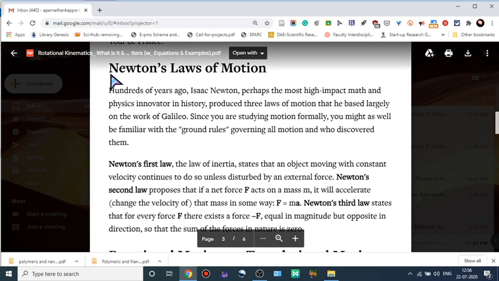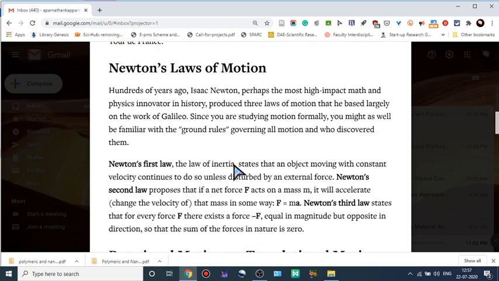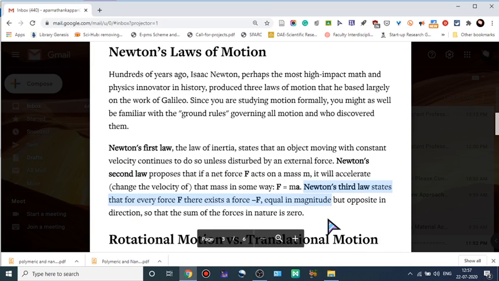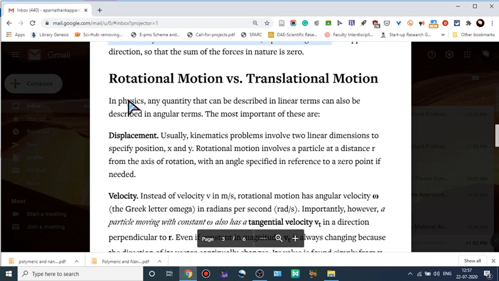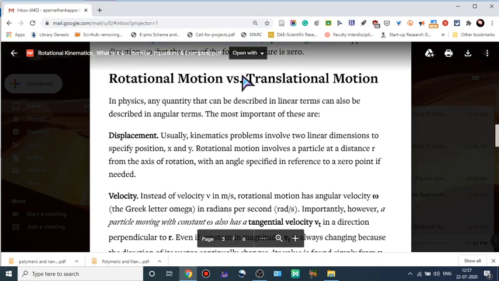Also we remember Newton's laws of motion. Newton's first law is the law of inertia. Newton's second law is the concept of force. And Newton's third law tells about equal and opposite reactions. Now we go to the section on rotational motion versus translation motion.